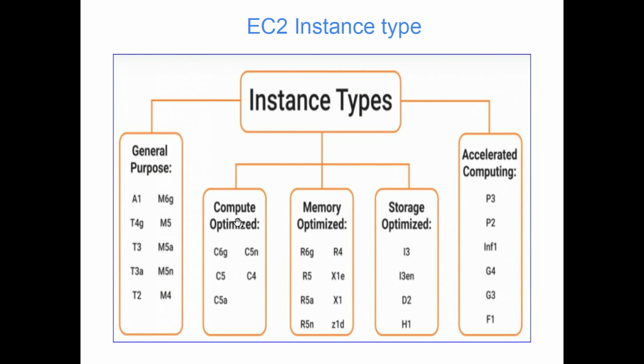You can notice one thing: the compute optimized systems start with C. That stands for compute. The next one is memory optimized. Memory means RAM, and that's why you notice that most of them start with R4, R6, R5, R5A, and all that stuff.